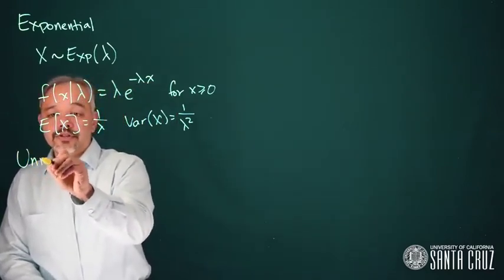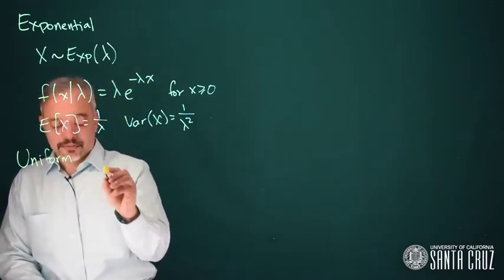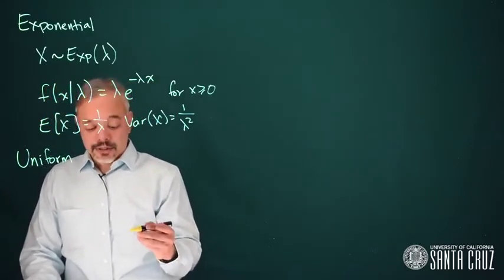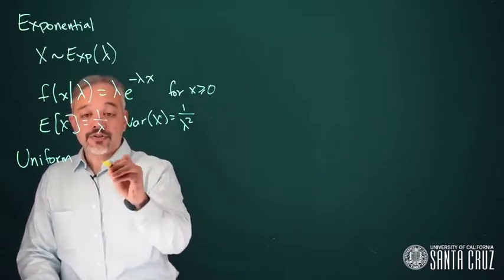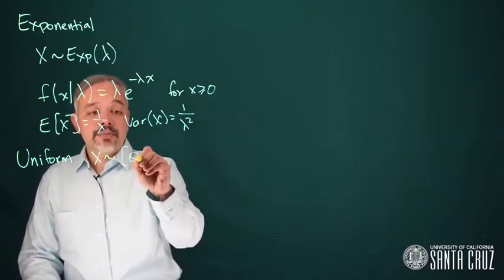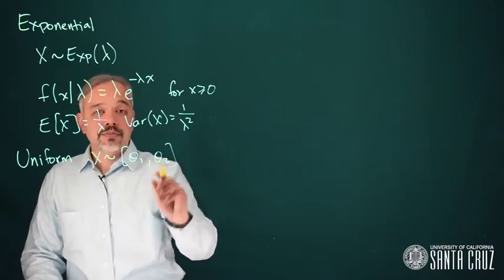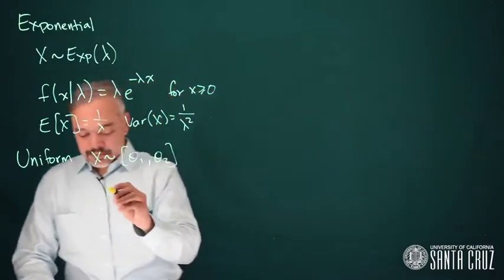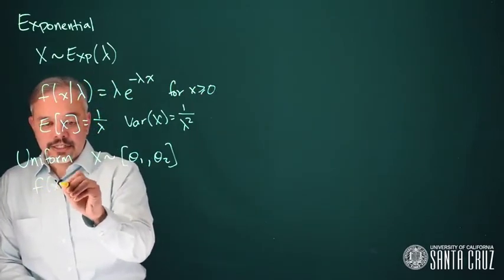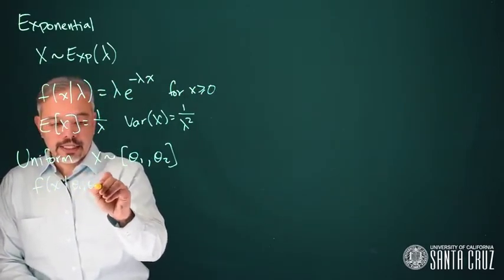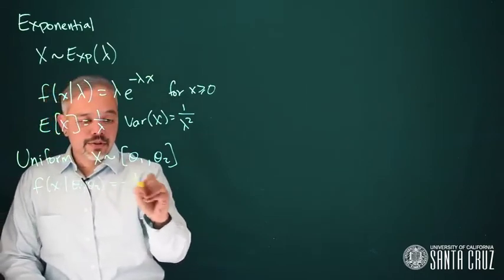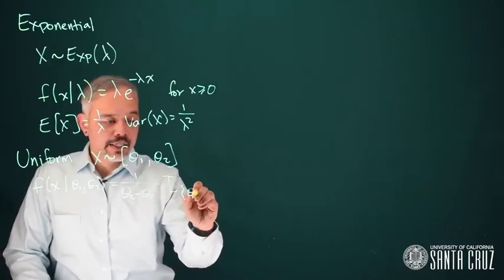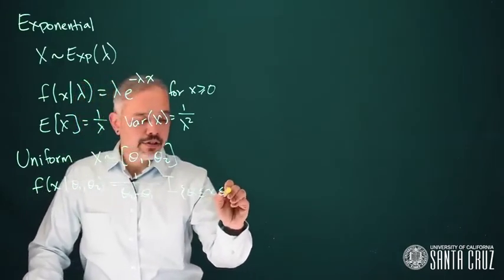Another example is the uniform distribution. We saw this already in the case where it's a uniform on 0, 1, but it could be on a larger interval. In fact, the endpoints could be unknown. It could be uniform between endpoints theta 1 and theta 2. In this case, we'll write its density, x given theta 1 and theta 2, as 1 over theta 2 minus theta 1 times the indicator function that x is between theta 1 and theta 2.